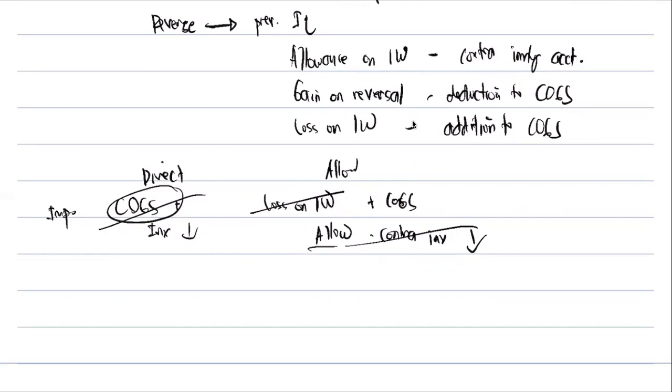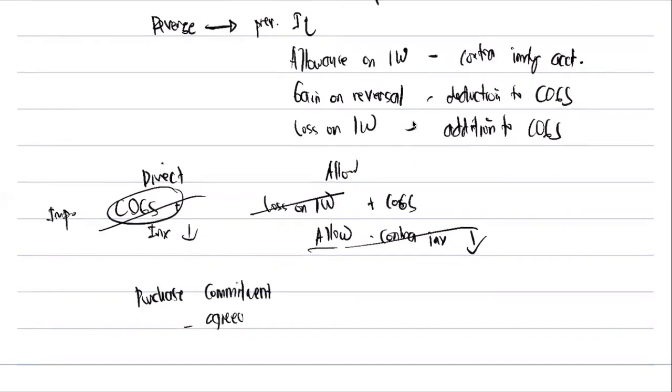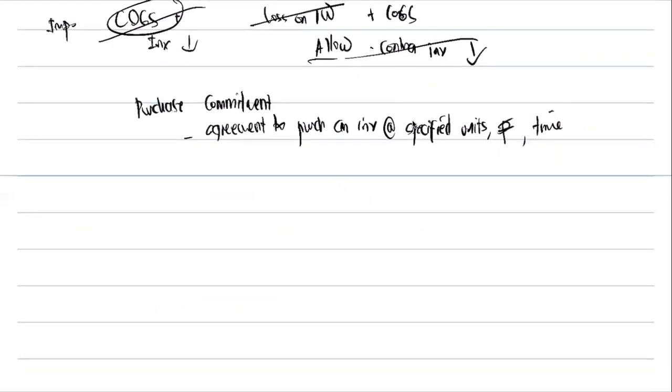So one item still on your LCNRV is the purchase commitment. So what is this purchase commitment? This is an agreement to purchase an inventory at specified units, specified price, and specified time. Okay, so purchase commitment, it is an agreement to purchase an inventory at specified units, at specified purchase price, and specified time.